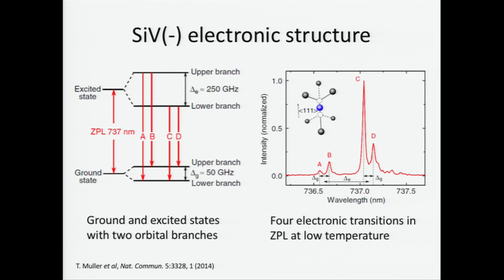So here's a brief introduction of the electronic structure. All you need to remember is it has two orbitals at the ground state and two orbitals at the excited state, and this 2x2 combination gives four optical transitions. And if you do the spectroscopy, you get these four distinct lines: A, B, C, D.